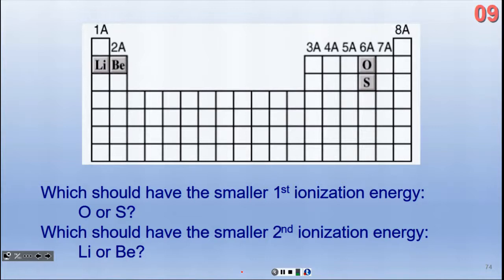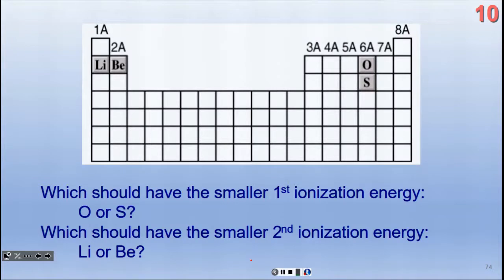Okay, so let's do this in the context of a couple of examples. Which one has a smaller first ionization energy, oxygen or sulfur? Think about it for a minute and see what you remember. The first ionization energy is how you pull one electron away from a neutral atom in a gaseous state. Is it going to be easier to remove it from oxygen or sulfur?